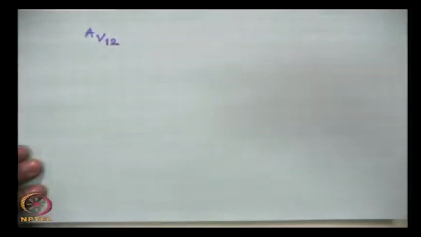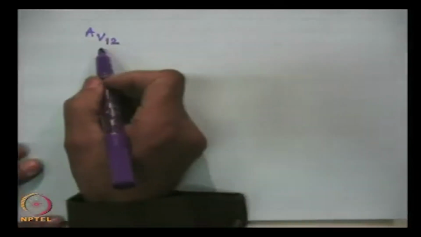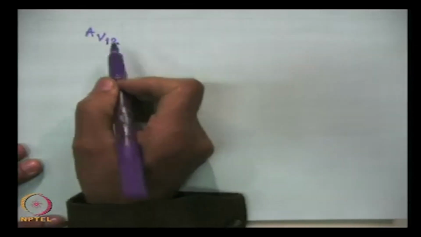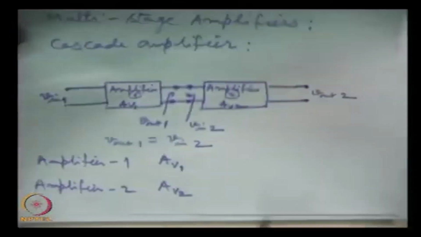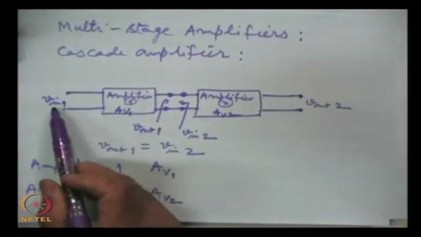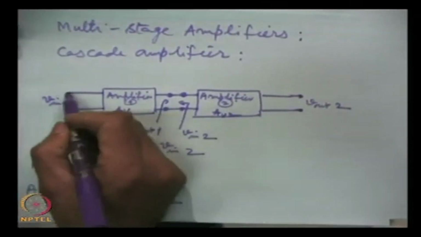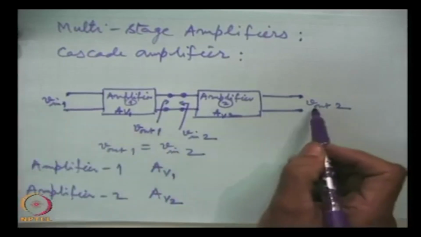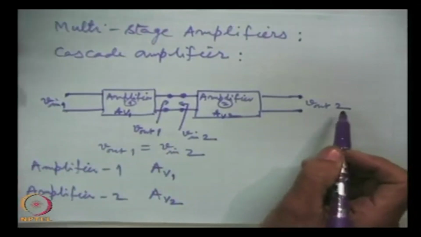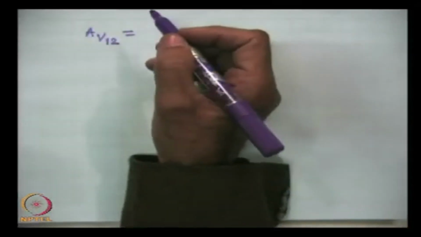A V, voltage gain of 1 and 2 combined. That is why I have written the gain as 1 2, and this is obviously, look at this circuit, the gain, the input here is V in 1 and output is V out 2. So, obviously, the gain is output voltage to the input voltage.